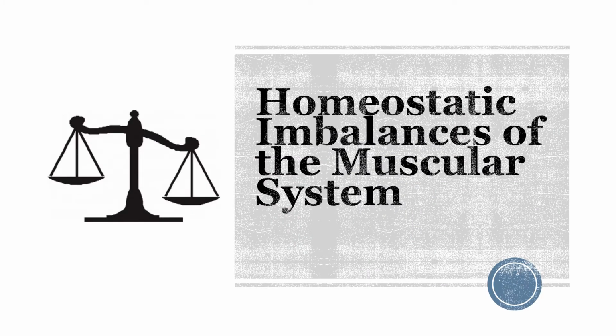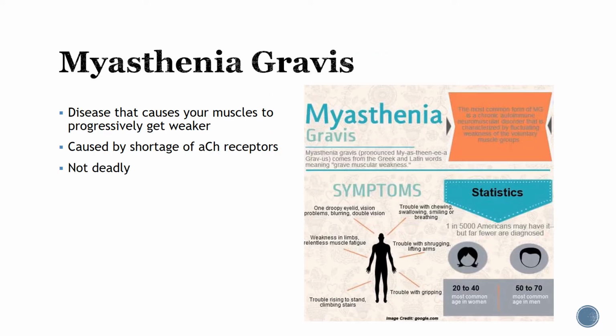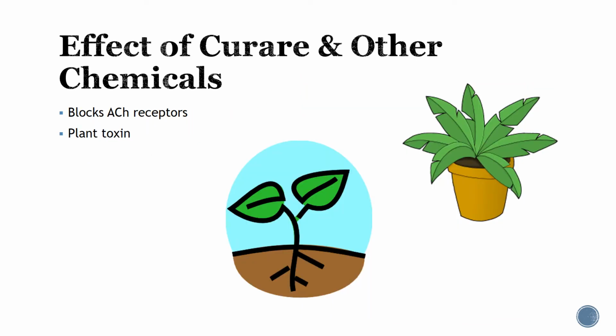Homeostatic imbalances of the muscular system. Rigor mortis is where you're stiff, you lack ATP, and it lasts 24 to 48 hours. Myasthenia gravis is a disease where your muscles progressively get weaker, and it's caused by a shortage of acetylcholine receptors. Curare blocks ACh receptors, which are acetylcholine receptors, and it's a plant toxin.